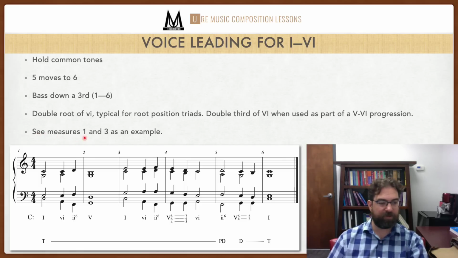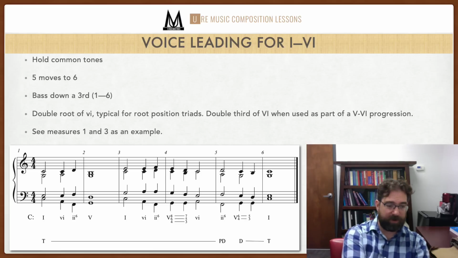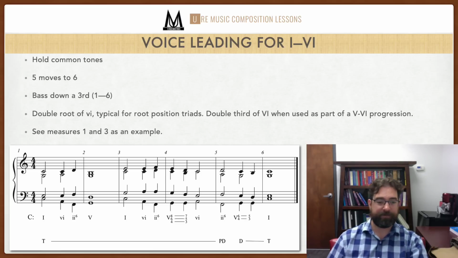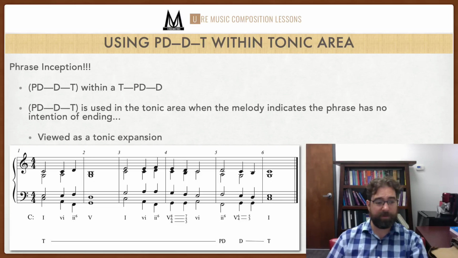So if we look at measures 1 and 3, you can see that both measure 1 and measure 3 follow this convention. Here, scale degree 5 moves up to 6, common tones are held over, bass comes down a third. As long as you do that, you shouldn't make any mistakes when writing from 1 to your 6. So let's talk a little bit about an embedded phrase model. I kind of call this a phrase inception because it's a phrase within a phrase.